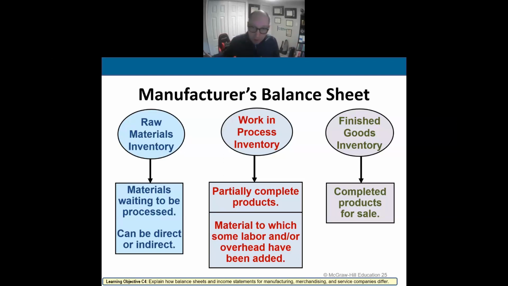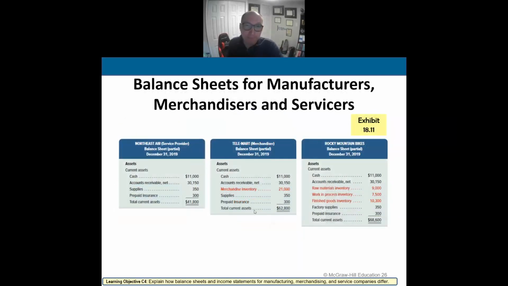And then when the product is all done, I take it out of work in process and I put it into finished goods inventory. When it's in finished goods inventory, that means it's complete and it's ready to be sold. So that's manufacturing.